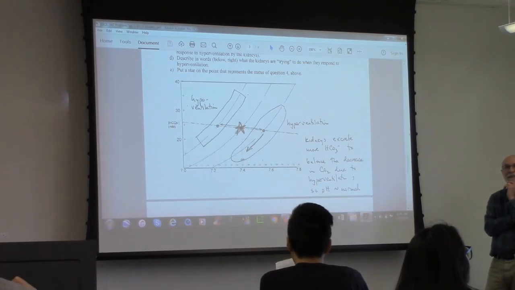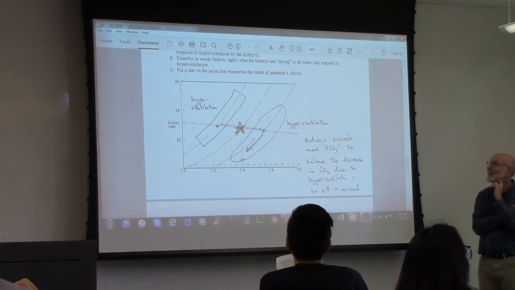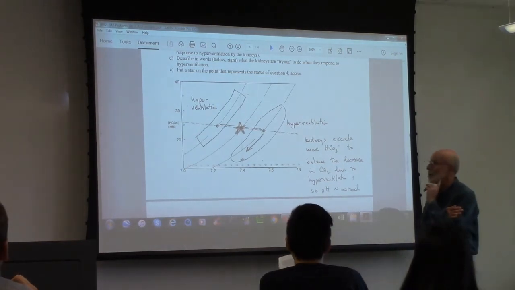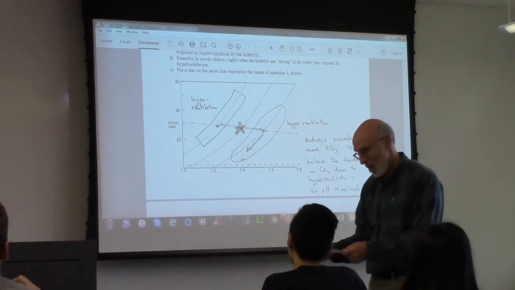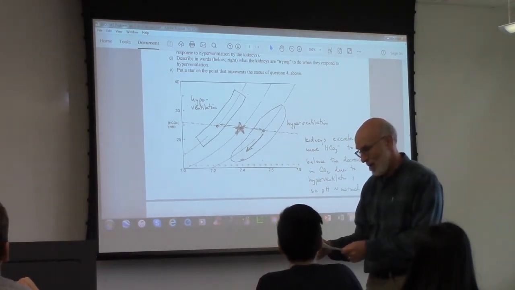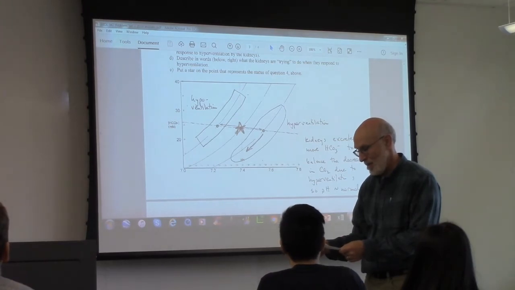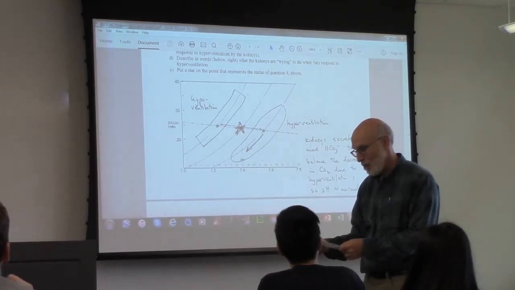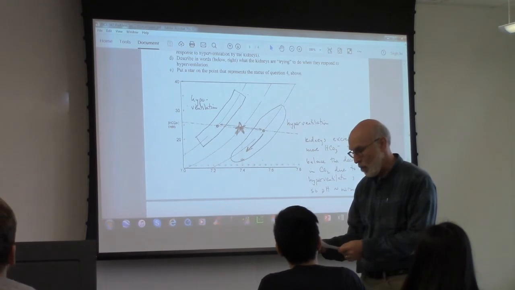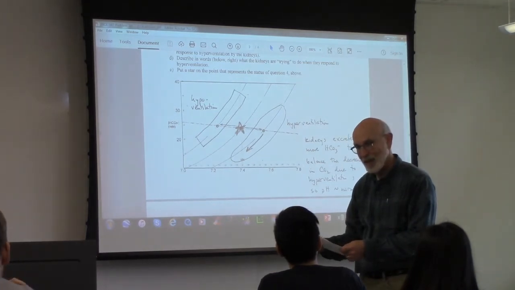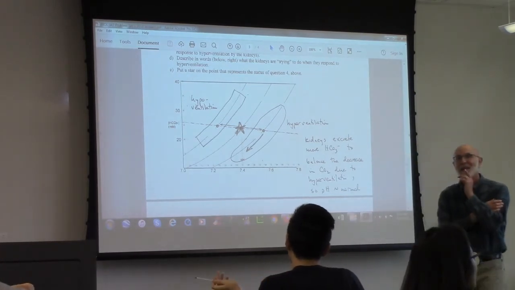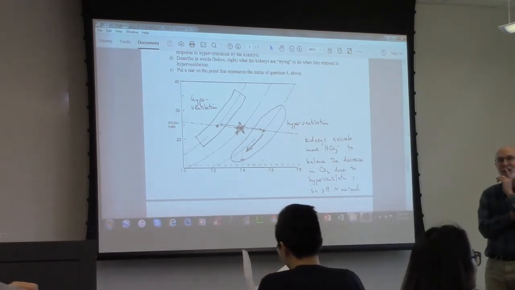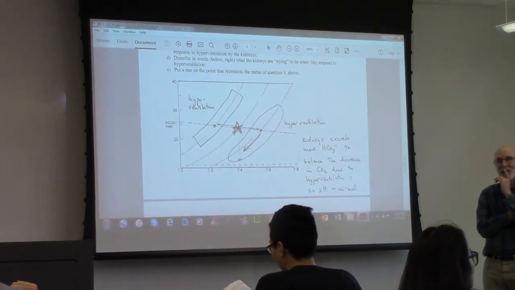Yeah, I now understand why I got it wrong. Because I thought it's D. I thought E refers to D. Put a star on the point that represents the status of question 4 above. I'm not sure how I could say that any clearer. I thought part B is question 6. I don't know what I thought when I answered that.